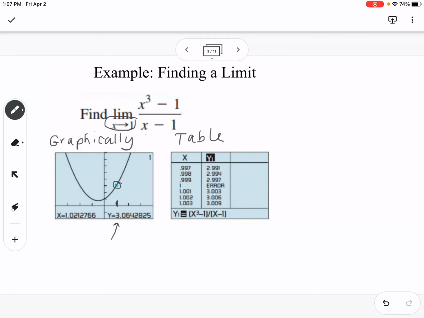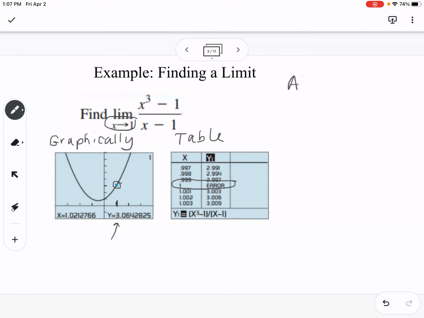You can see in this table we have 0.997, 0.998, 0.999, 1. You see there's an error, and we know that's because our function would not be defined at 1. And then 1.001, 1.002, and so on. You can see from both directions, the left and the right side, we can guess based on the table that 3 would be our y value at an x value of 1.